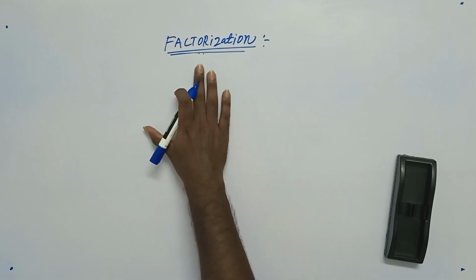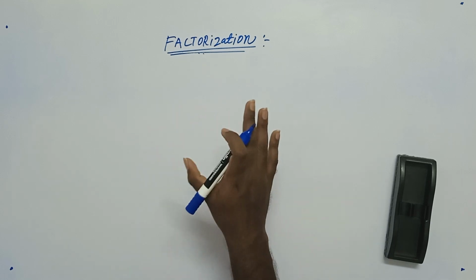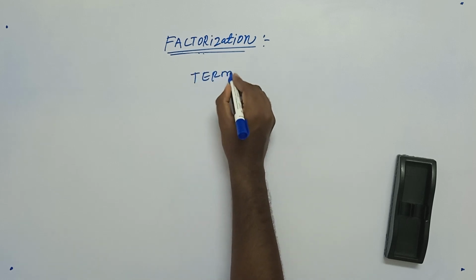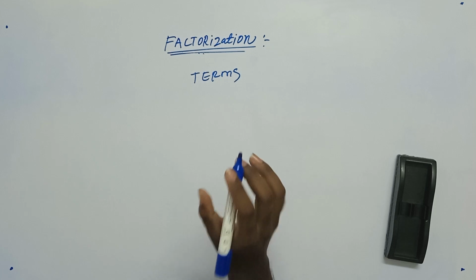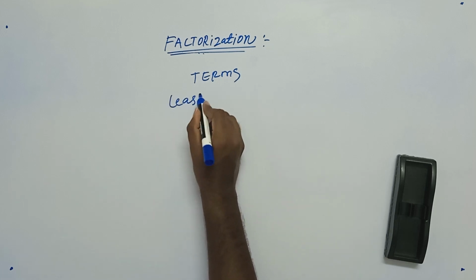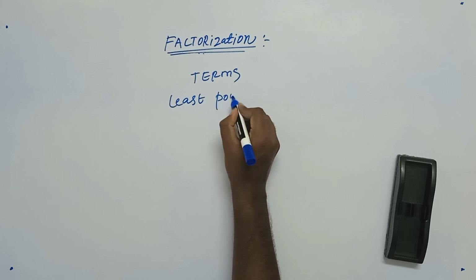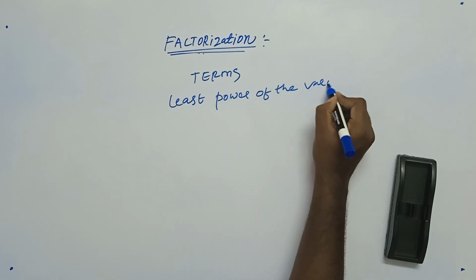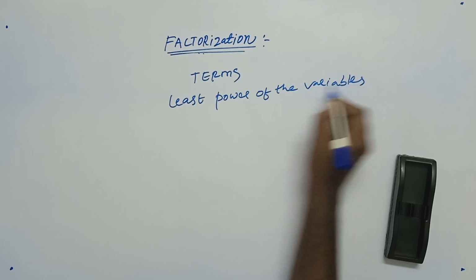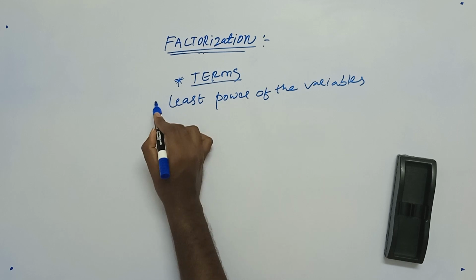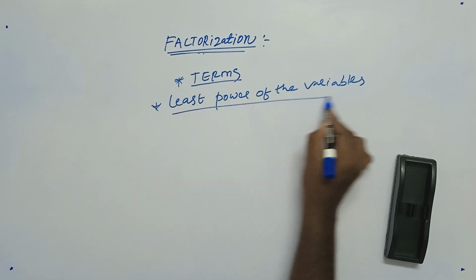Before going to factorization, you should be able to know what is meant by terms, and also what is meant by the least power of the variable. You should be able to know what exactly is meant by terms and what exactly is meant by the least power of the variable.